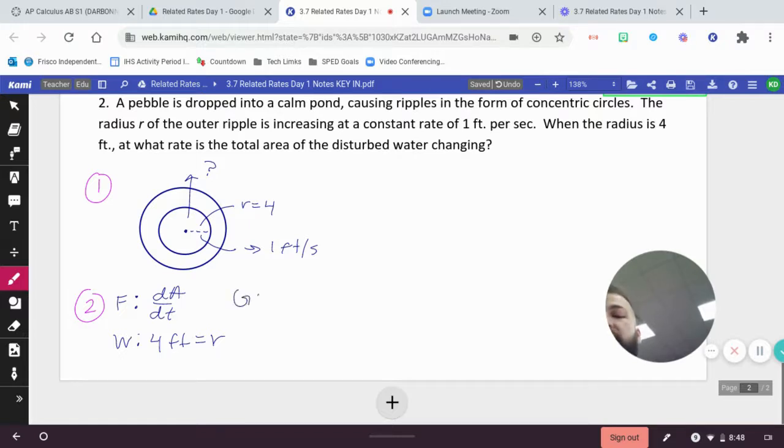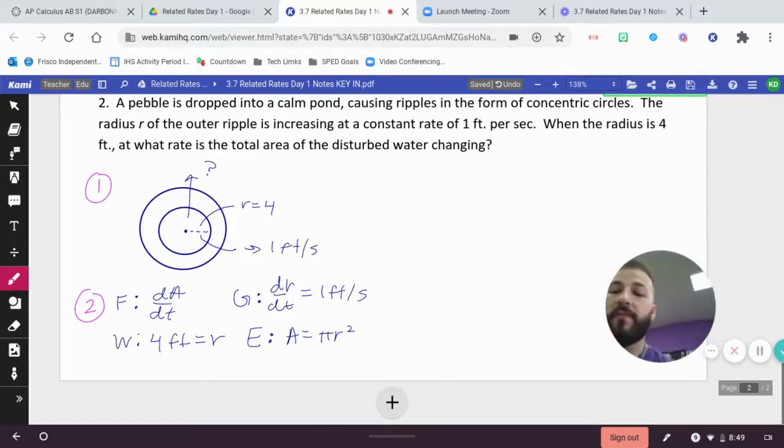Given information: the only other thing we're given is the rate of change of the radius, so dr/dt is equal to 1 feet per second. We're not given the area. We could find the area, but I don't think we're going to need it, so let's hold off on that. Last but not least, we do need an equation. We're relating radius and area of circles, so we need the area of a circle: A is equal to pi r squared.